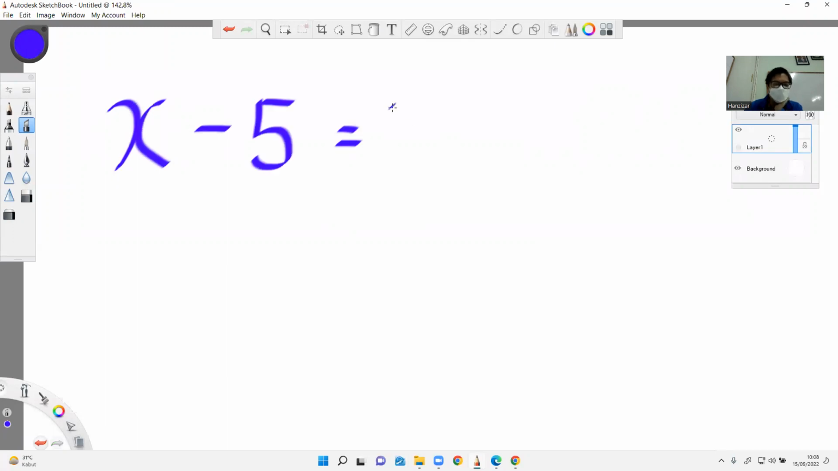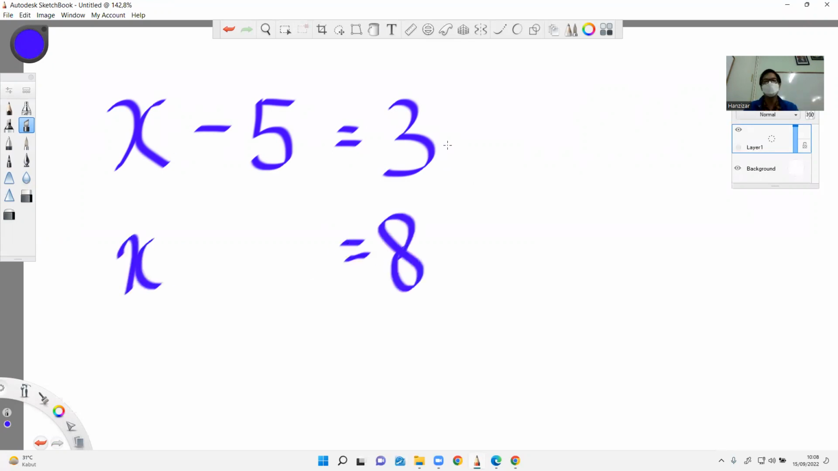x minus 5 equals 3. What is the value of x? 8. So we are finding the value. x equals 8. Why? Because 8 minus 5 is 3. So how do you get the 8 then? That's the new problem.